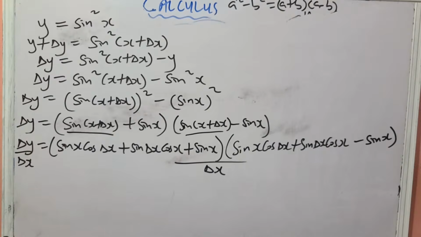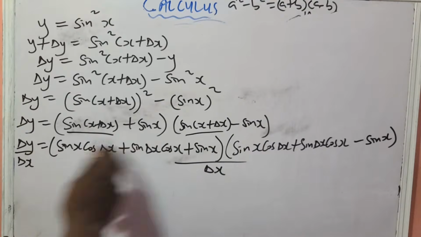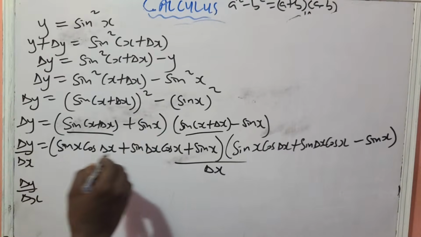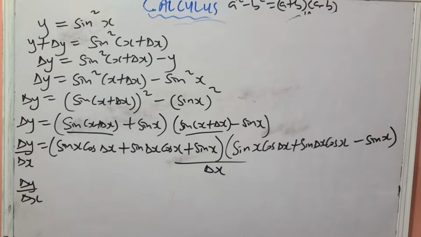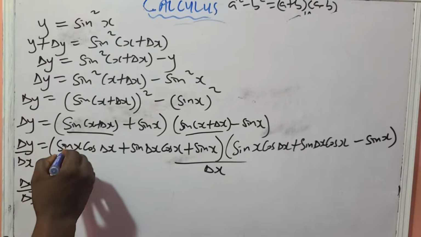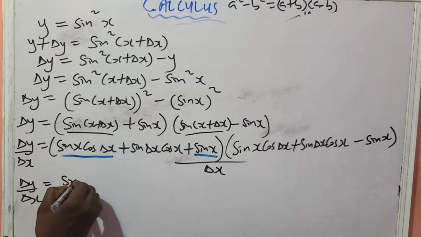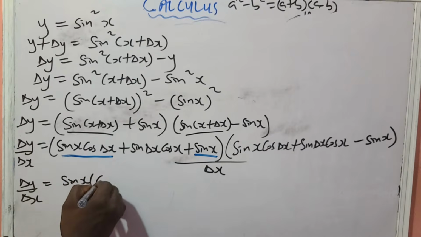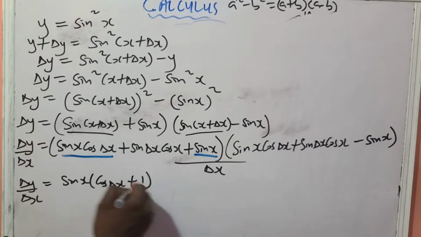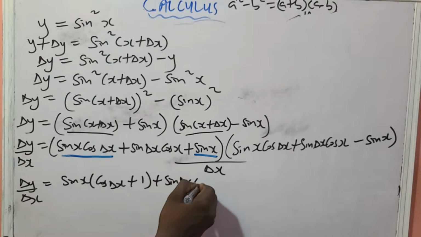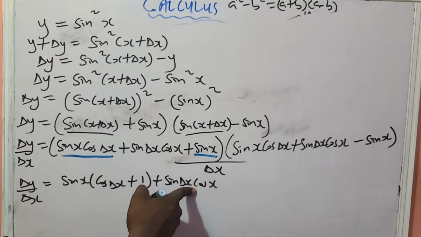We can go on to, of course, try to collect like terms. Look at change in y over change in x. For those of you looking at things, please make sure you follow through. You can see right here that we have this and we have this. So we'll bring both of them together and just make it sine x. Then this will be cos change in x plus 1. I'm sure you understand. I'm factorizing sine x out, and I'm left with plus sine change in x cos x. That's this one here. All right.